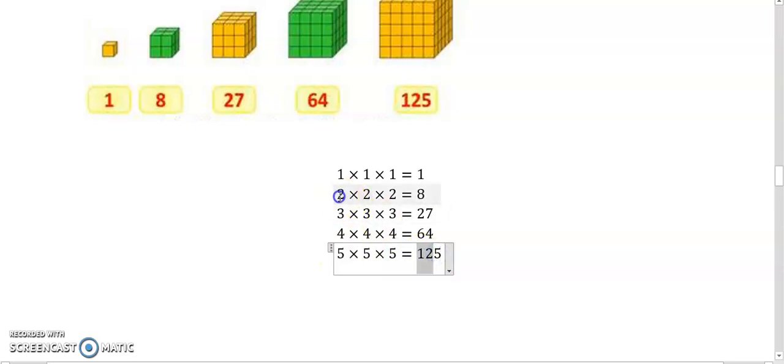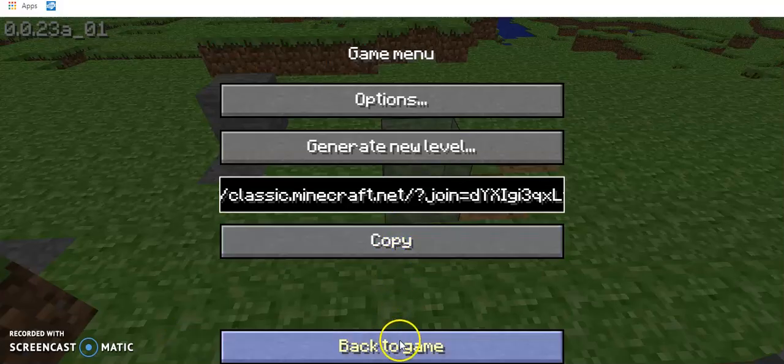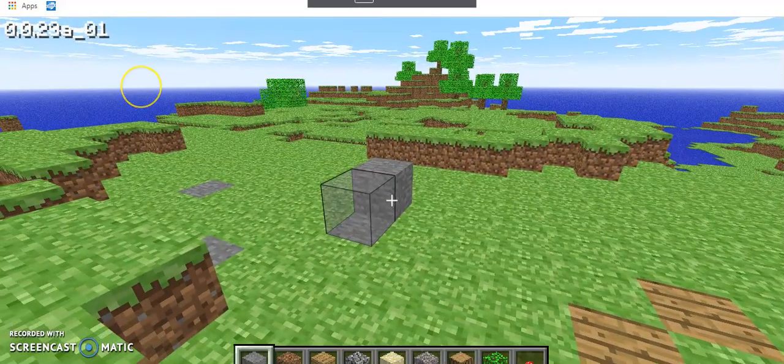Okay, if you struggle to do stuff like this, all you do, multiply the first 2 numbers together, get your answer, and times that answer by the next one. So let's do this one. 3 times 3 is 9. And 9 times 3 is 27. 4 times 4 is 16, and 16 times 4 is 64. That's how you do stuff like that. Right, back to Minecraft.